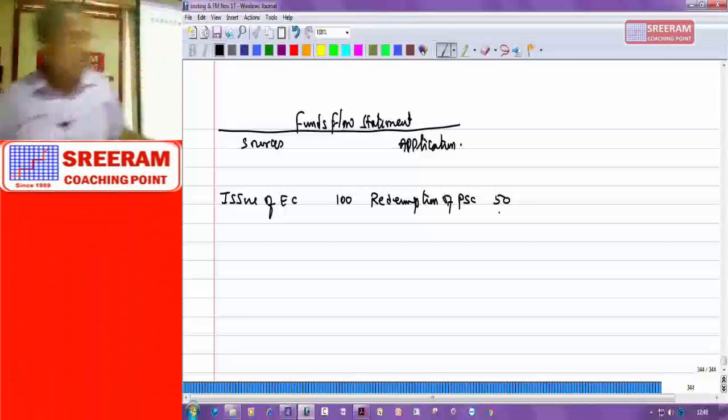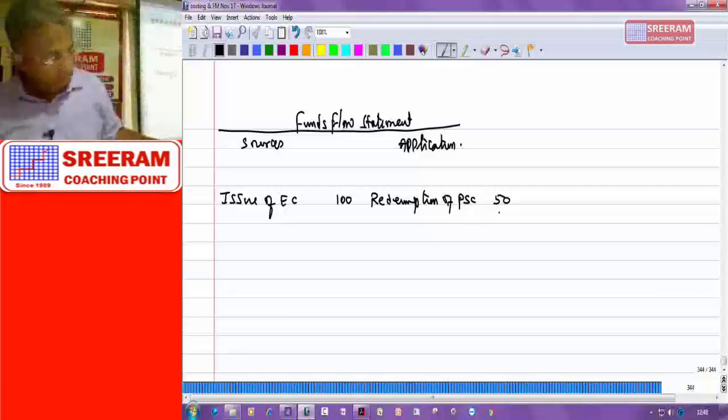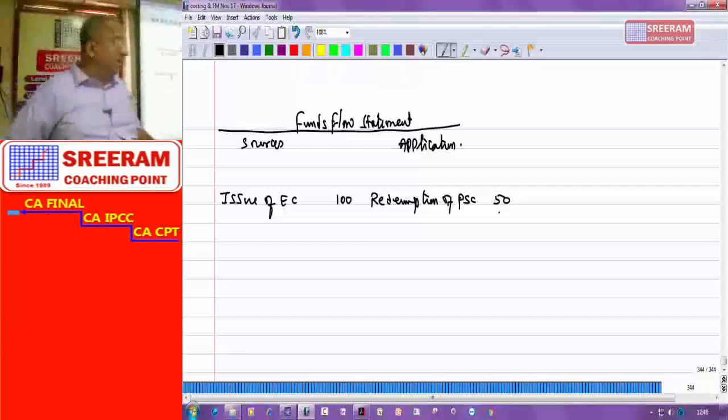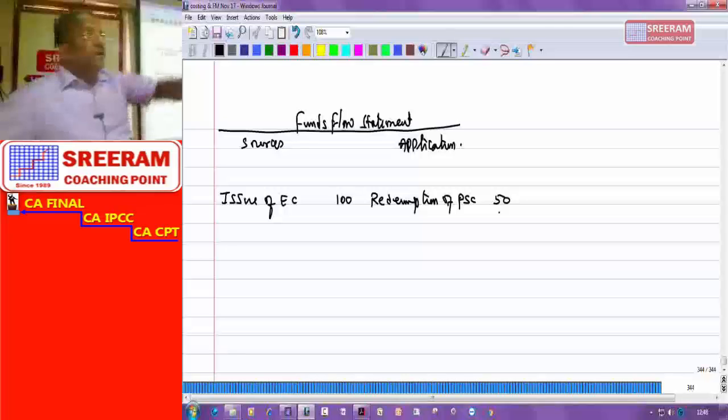Next, capital reserve from nil to 20. How has capital reserve come? From profit and loss account, only general reserve will be taken up, not capital reserve. So, items not known, please just don't attend. Skip.